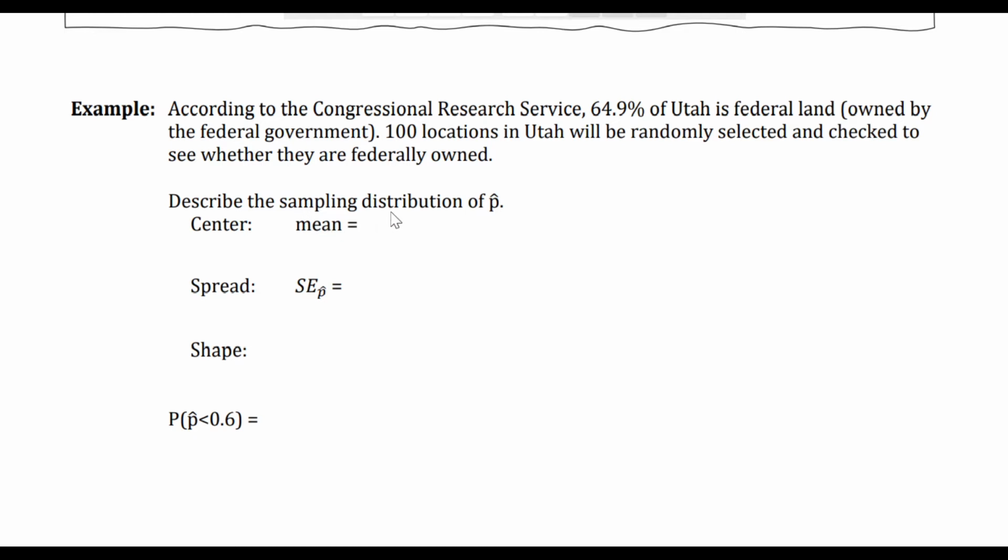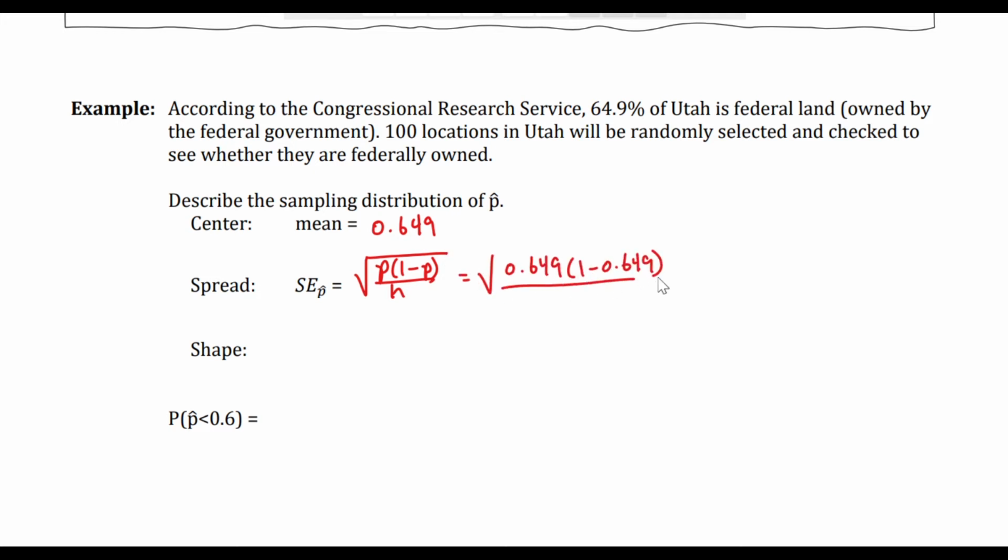The mean of the sampling distribution of p hat will be the same as the population proportion, 0.649. The standard error for p hat is given by the expression square root of p times 1 minus p divided by n, which is approximately 0.047728. The shape will be normal if two conditions are met.